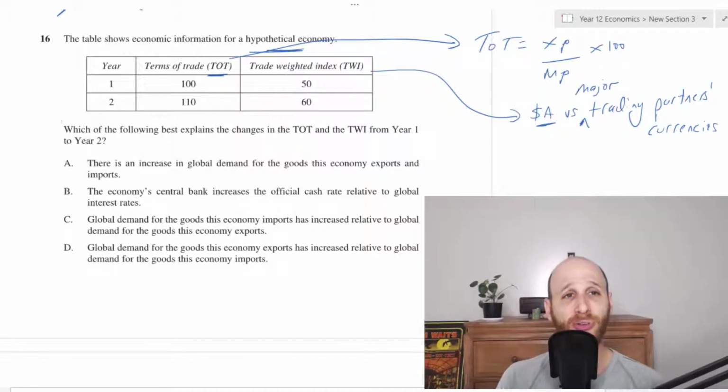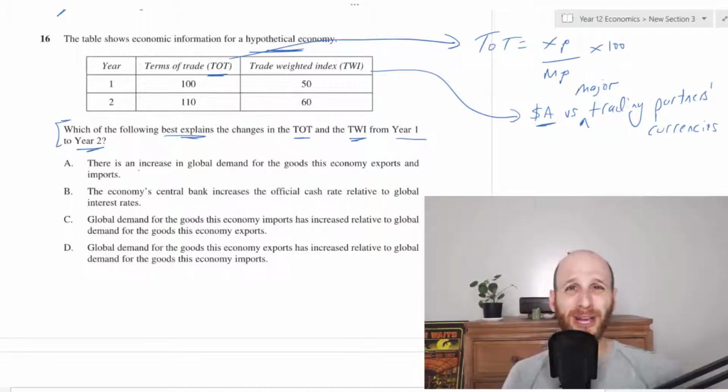So let's have a look at what this says. It says, which of the following best explains the changes in the terms of trade and TWI from year 1 to year 2? You know how people call the terms of trade the TOT? I really don't like that. TOT. It just sounds, I don't know, just doesn't sound right to me. Anyway, people use it, it's fine.